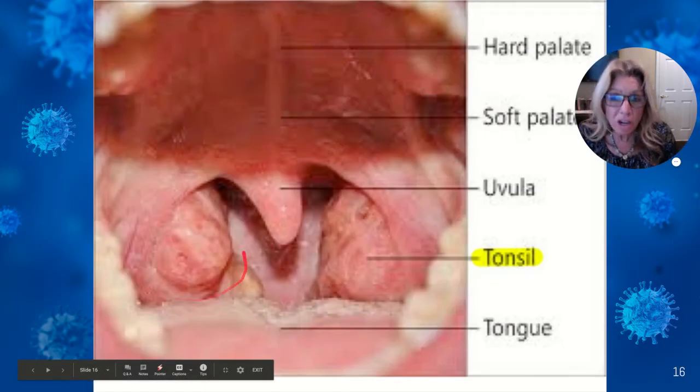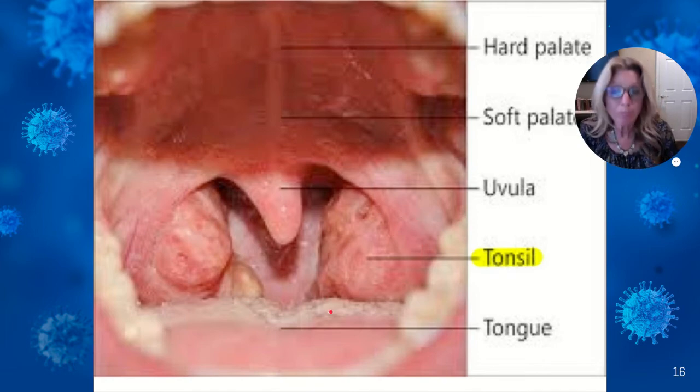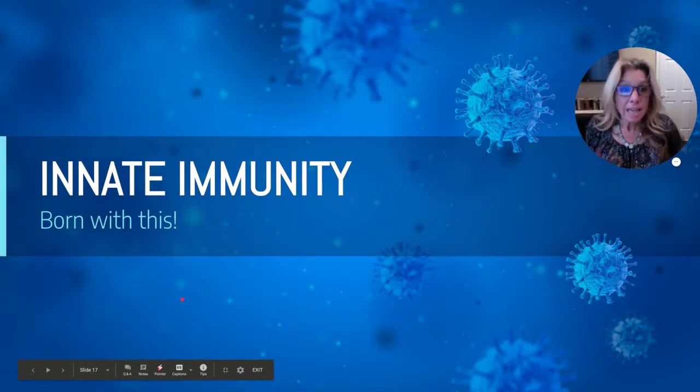Okay, and then tonsils, this person's not feeling well. Tonsils right here trap germs in your throat. Okay, now innate immunity. Okay, so now we're moving on to the big ticket item for today.